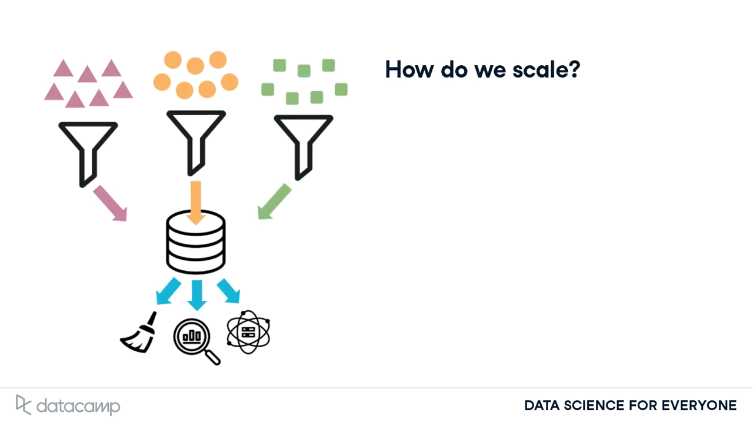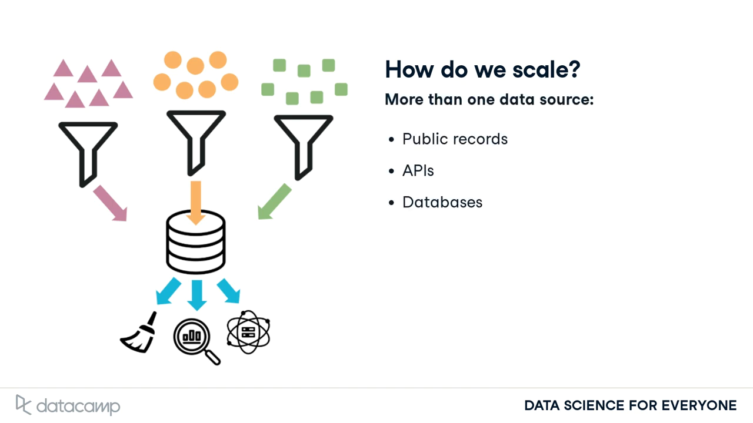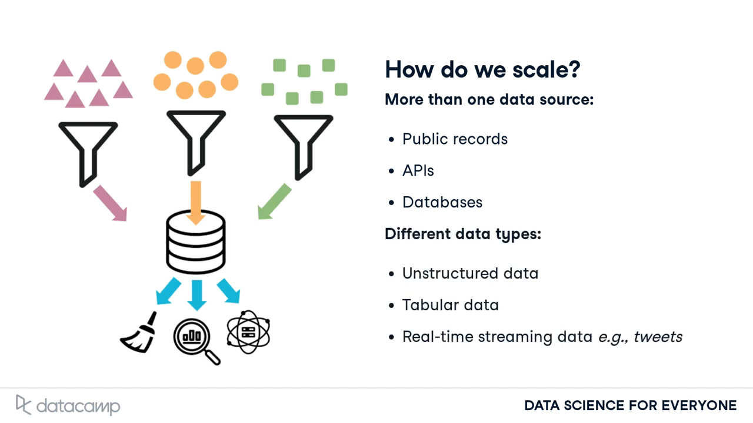But how do we scale this? Consider the different data sources you learned about. What if we're collecting data from more than one data source? And then, what if these data sources have different types of data? For example, consider real-time streaming data, which is data that is continuously being generated, like tweets from all around the world. This makes storing this incoming data complicated, because as a data engineer, you want to make sure data is organized and easy to access.